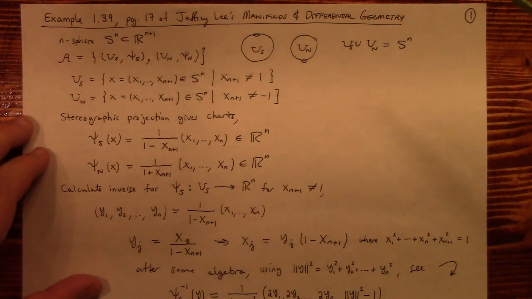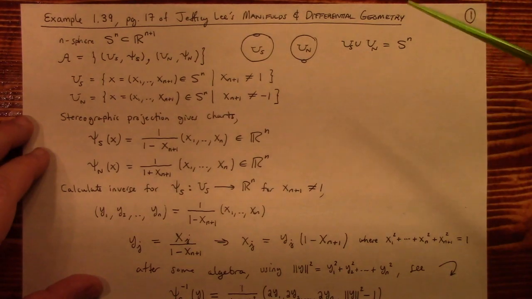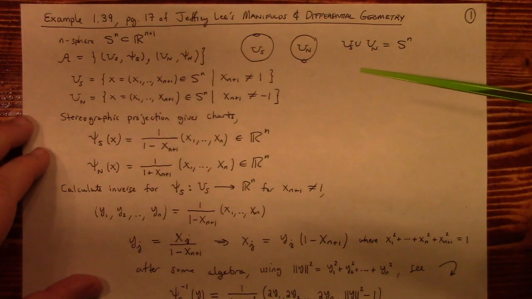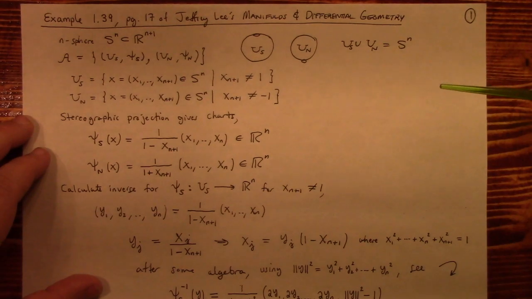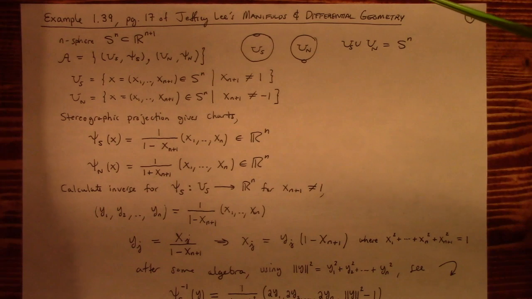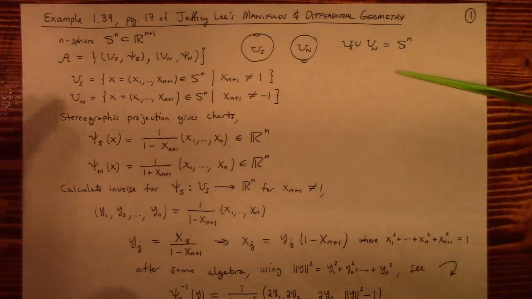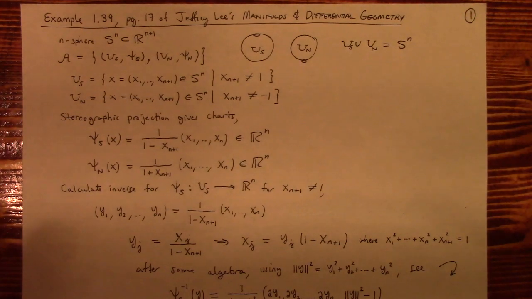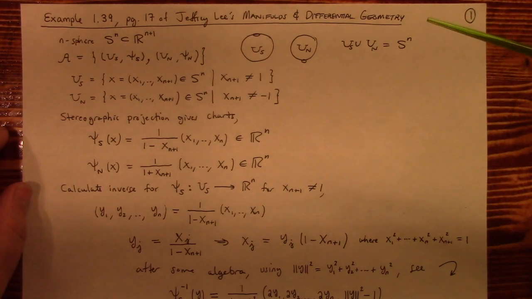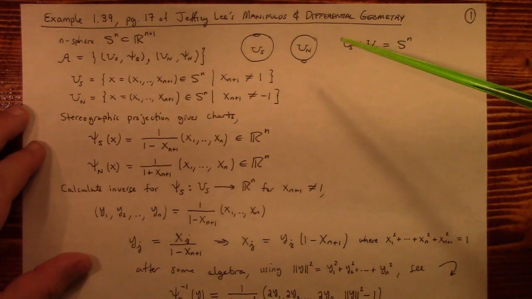So first of all, what are the charts on the n-sphere? These are the stereographic charts. I had some preliminary calculations I did for the two-sphere. I guess those didn't make the cut. That's fine. In practice, if you're stuck, work out the two-sphere and then go from there, or work out the circle and go from there. Anyway, these are given.